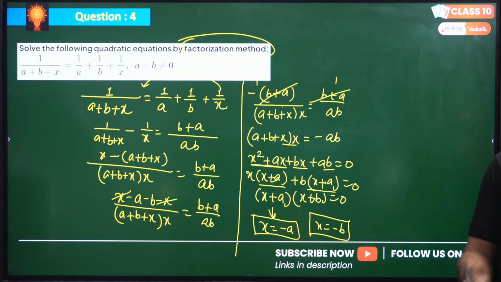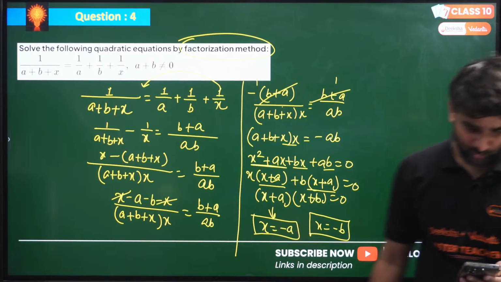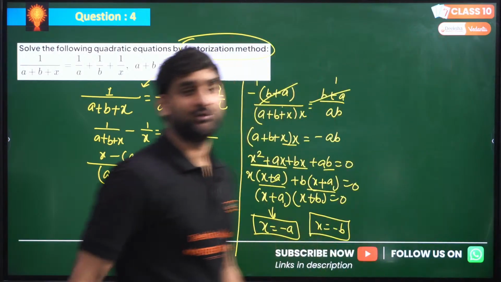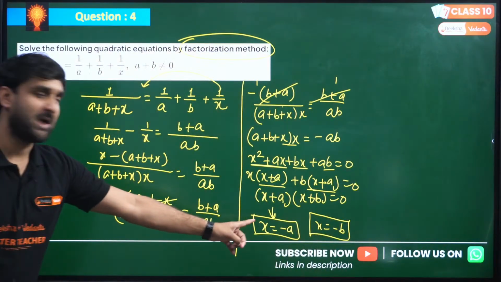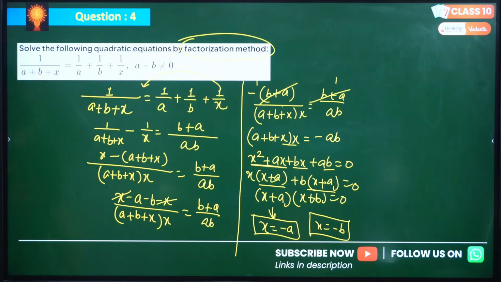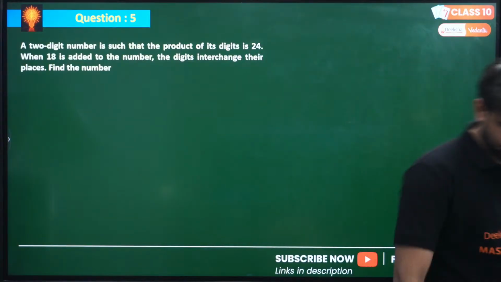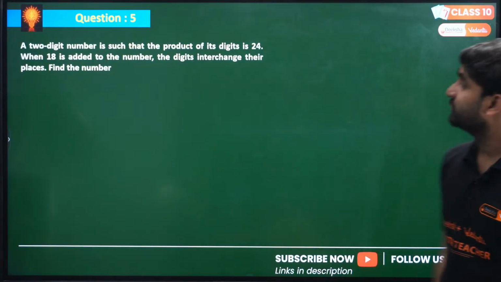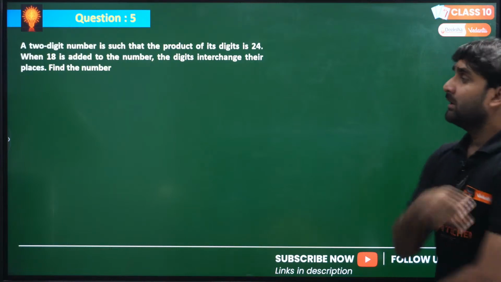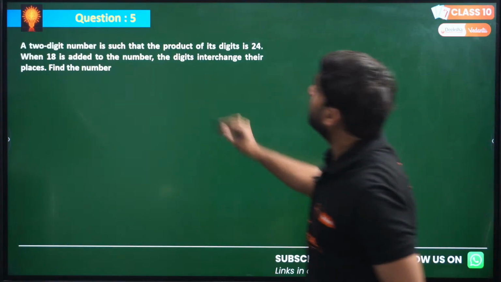Yes, shabash, super, well done. Your answer is correct. So x equals minus a and x equals minus b are the roots of this quadratic equation. Moving to question number 5. My dear champs, try this question. This question is from two-digit numbers.